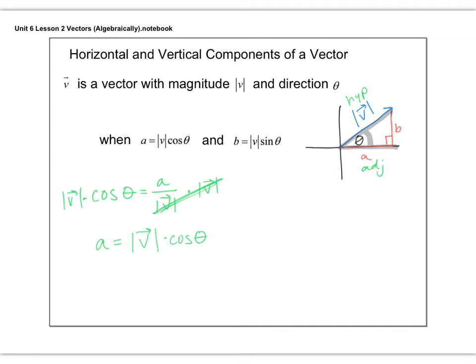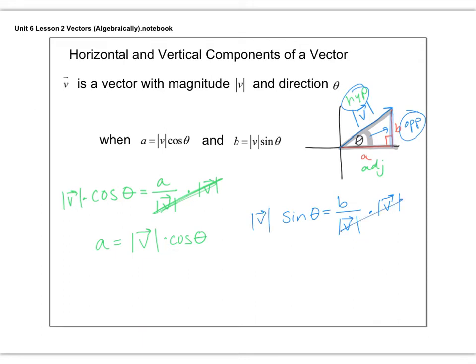So the vertical component is over here at B. And I would want to say from theta, that is opposite. I was given the magnitude, so I'm going to use opposite and hypotenuse this time to find the vertical component. Opposite and hypotenuse go with sine. So if I do the sine of theta equals opposite over hypotenuse, here's my equation. Multiply both sides by the magnitude of V.